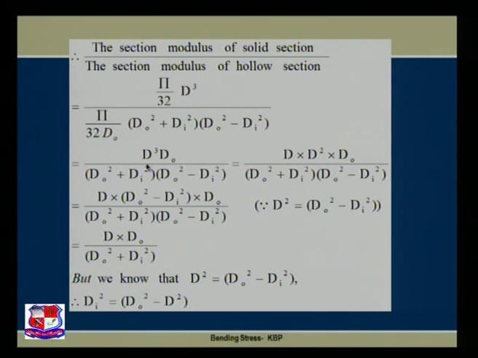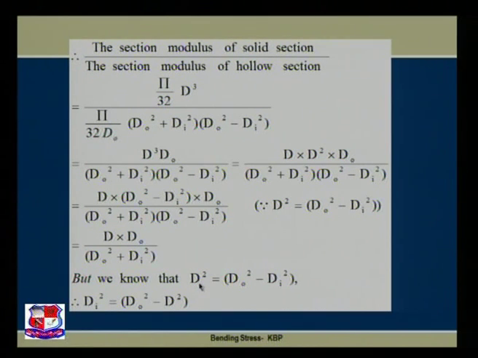So, what I did, I divide this d cube term into two parts, d into d square. So, this square term is replaced by do square minus di square, and I got d into bracket do square minus di square multiplied by do divided by the same terms in two different brackets. First is do square plus di square, another bracket do square minus di square. So, this term and this term will be cancelled out. We got d into do divided by do square plus di square.